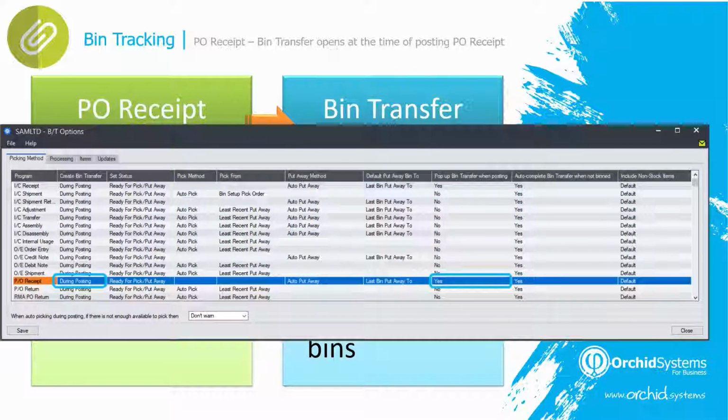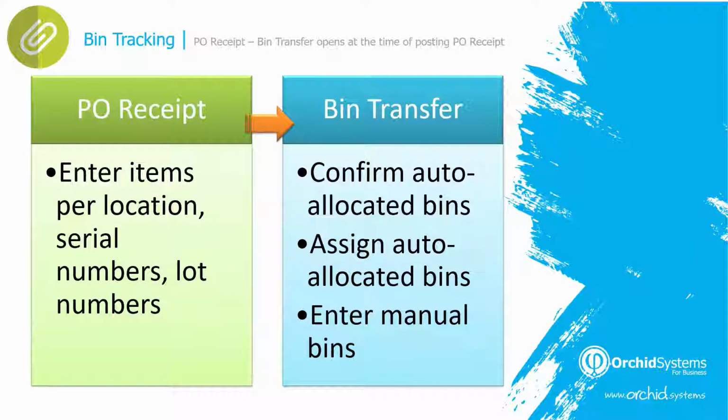And based on our configuration, it's going to assign the bins based on our preferred put away method, which is the last bin we picked from. And then we can just confirm those bins, change them if we need to, and complete the bin transfer document. But we'll see also if we weren't auto-assigning bins, we could auto-assign them at that point in time, just before we complete the document, or we could manually provide the bins required.